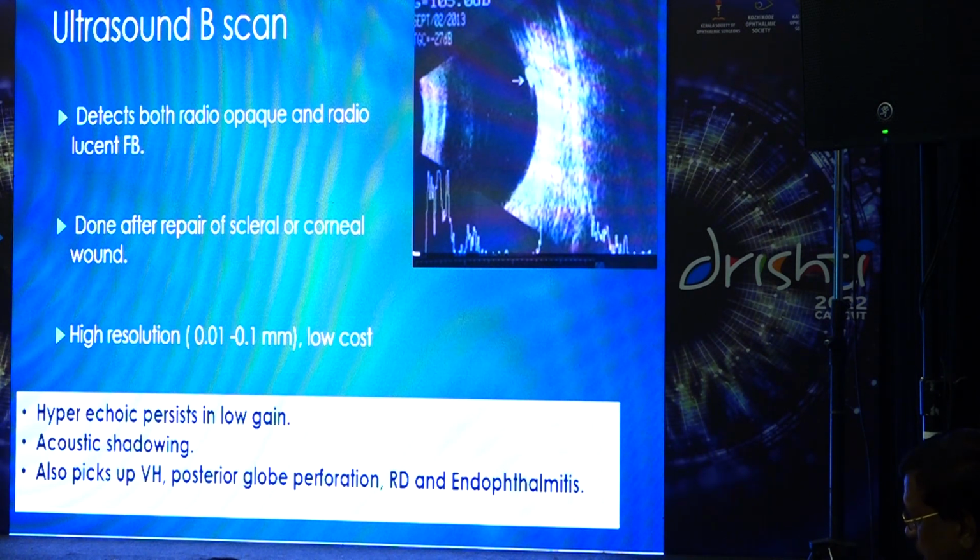So what do you actually see in a B scan? We can see a hyperechoic lesion that even persists in a low gain. The corresponding A scan overlay will typically give you a 100% tall spike, and there will be acoustic shadowing, and we can also pick up other concurrent pathologies in the retina like endophthalmitis, retinal detachment, vitreous hemorrhage, etc.